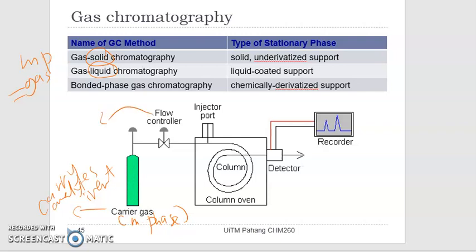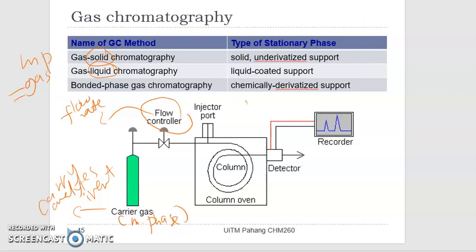Okay, and then we have flow controller. Sebab kita tahu kan tadi, before we have learned that the flow rate of the mobile phase will affect greatly the band broadening. So sama ada kita punya C term ataupun B term, kita punya diffusion dengan mass transfer tu is highly affected by flow rate. So that is why we have to have flow controller to control the flow rate so that you will get optimum flow rate.